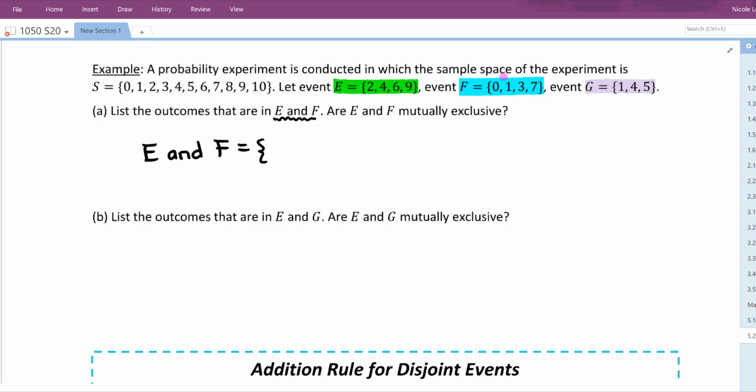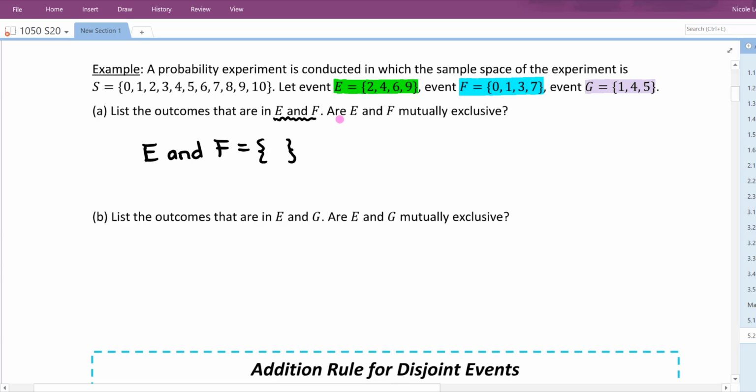So looking at our outcomes in event E and our outcomes in event F, you'll see that they actually don't have anything in common. So there aren't any outcomes that are both in E and also F. So the way that we would denote that is we would have our curly braces, but we wouldn't have anything inside of them because there's nothing in E and F. There's nothing that they have in common.